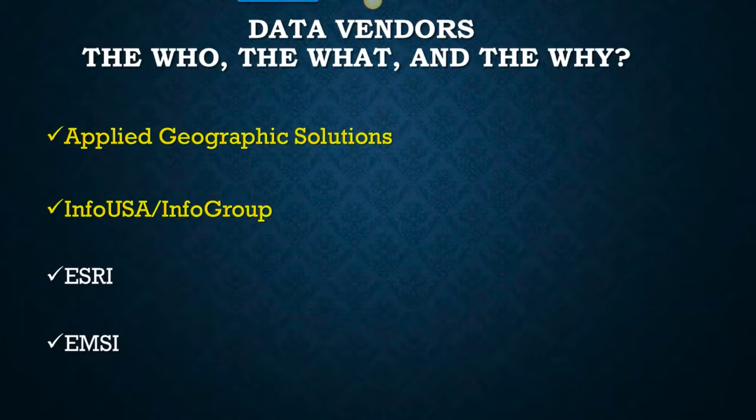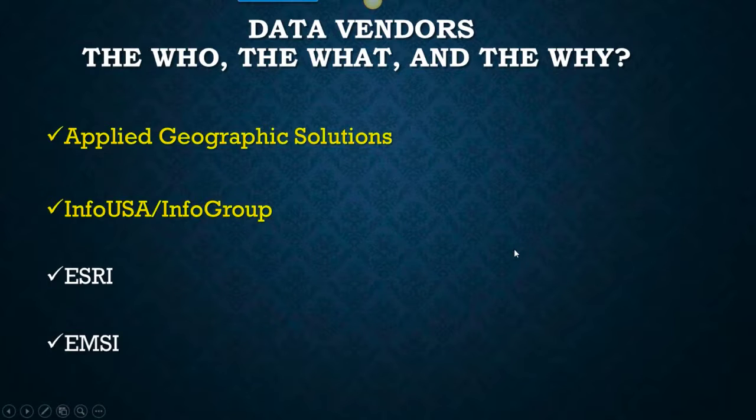GIS Planning, again, uses Applied Geographic Solutions and Info USA, Info Group. EMSI or MZ information is occupational information, and that's pretty much what they do. So if you have Applied Geographic data or ESRI data, that's really all that's needed with that. Although some people really do prefer to use the MZ data, and we can always integrate that into our tools as well.